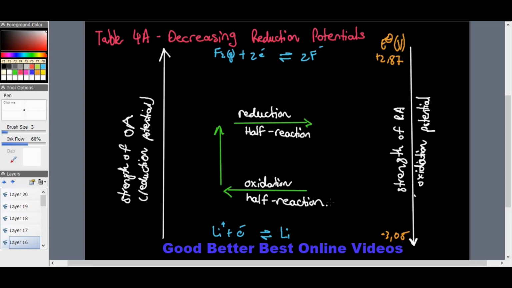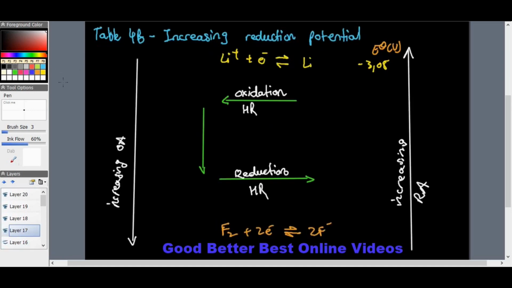For 4b, the opposite would be true. So I'm going to draw 4b quickly. We'll have a look at it. Table 4b is very similar, it's just inverted. It's the inverse of table 4a. Going down table 4b, we have increasing oxidizing ability, and going up table 4b, we have increasing reducing ability. So the table is now read from right to left for the oxidation half reaction, and from left to right we are looking at the reduction half reaction, exactly the same as in table 4a.